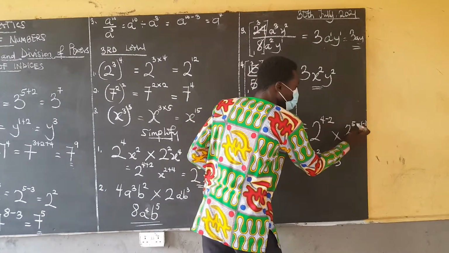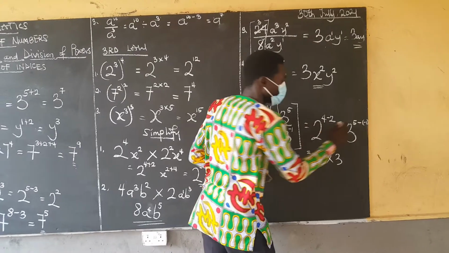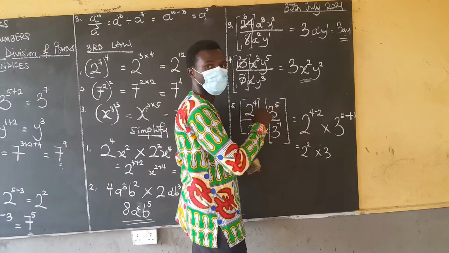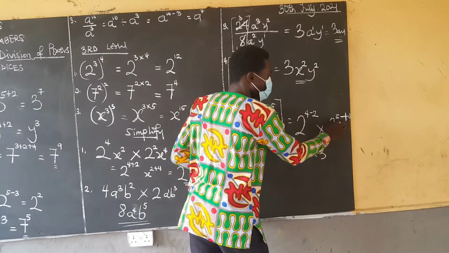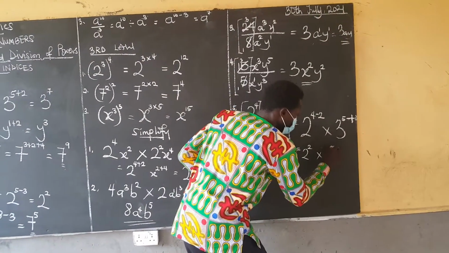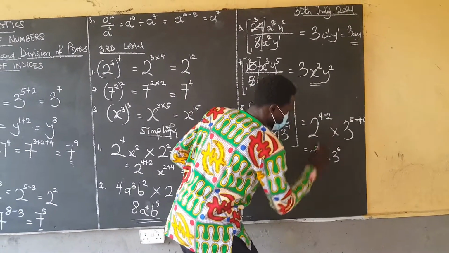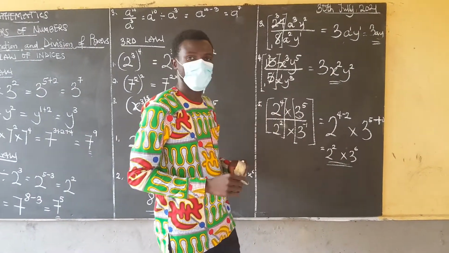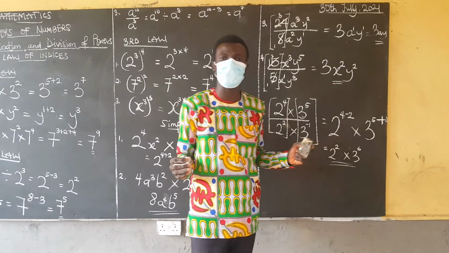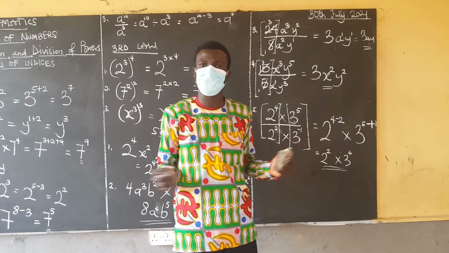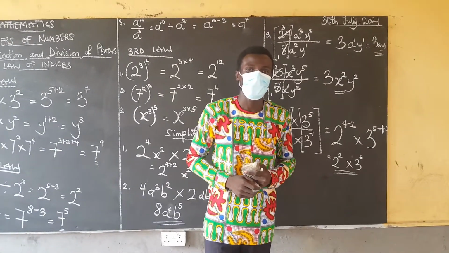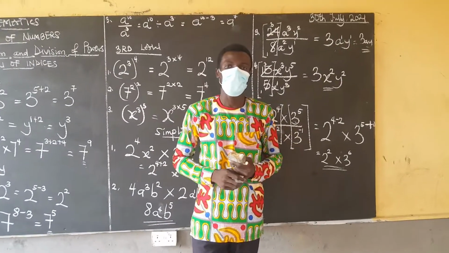So when negative and negative meets, there is a commotion and it changes to addition. So this will be 5 plus 1, which will give me to the power 6. And this becomes my answer for this. If we are able to master this one, all questions that will be asked under multiplication and division of powers, we'll be able to tackle all.